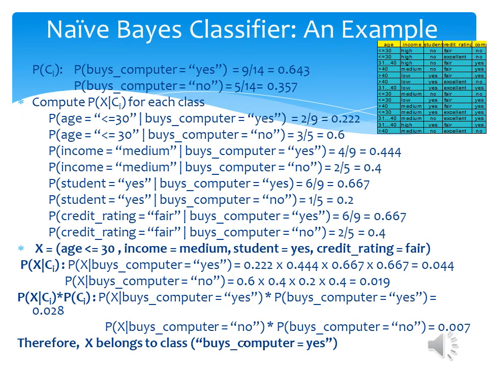Let's walk through the example. First, we compute the prior probabilities for each class. Then we calculate the likelihoods of each attribute value given the class. Multiplying all these together gives P(X|Ci). Finally, we multiply by the prior to get P(X|Ci) times P(Ci). The class with the higher value is our prediction, in this case, yes.